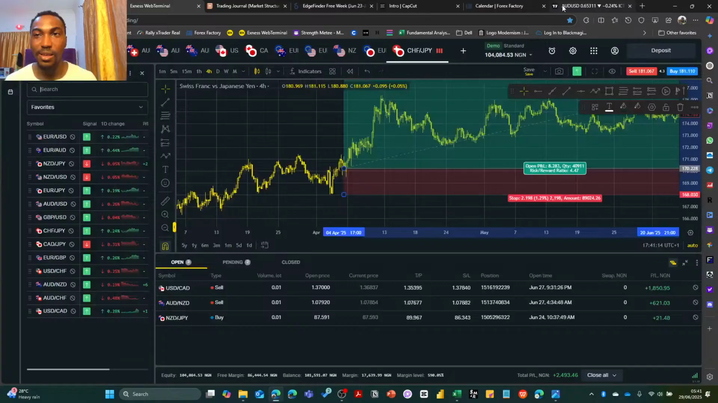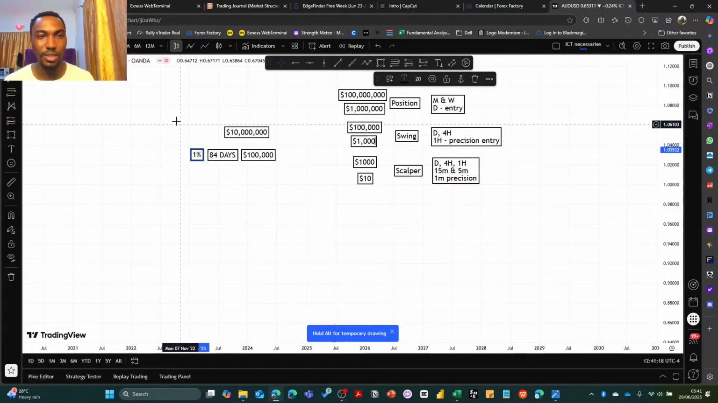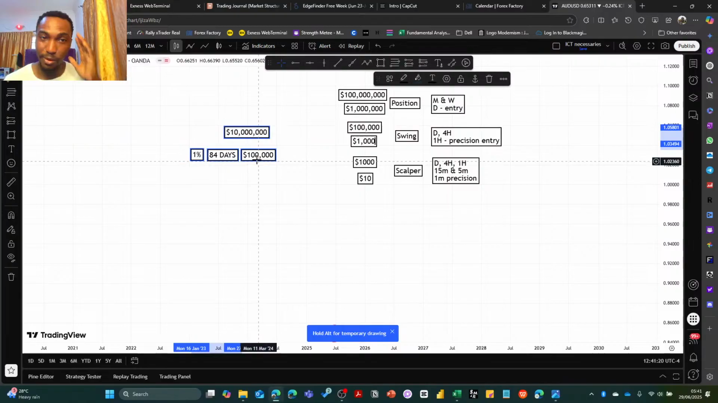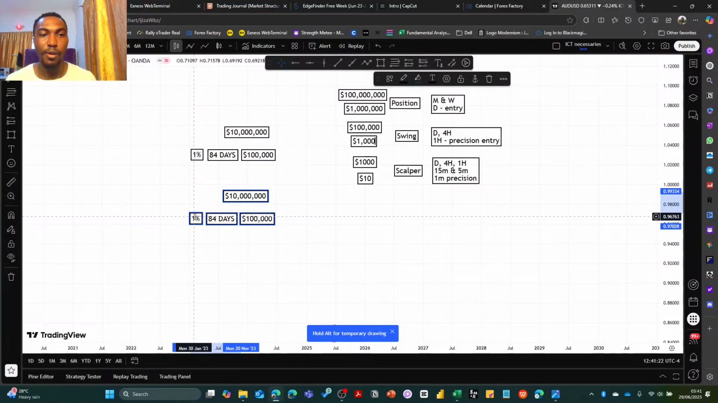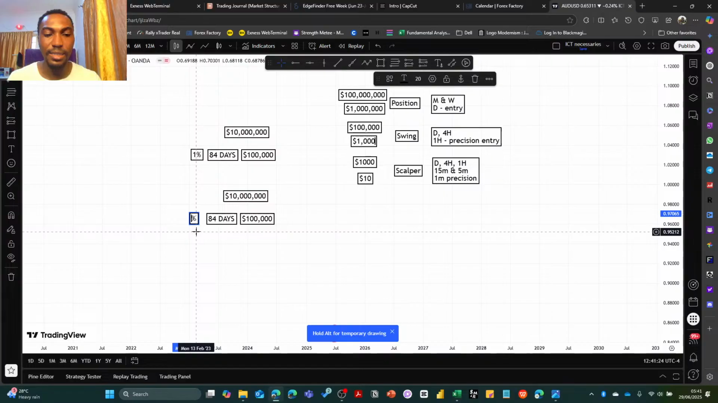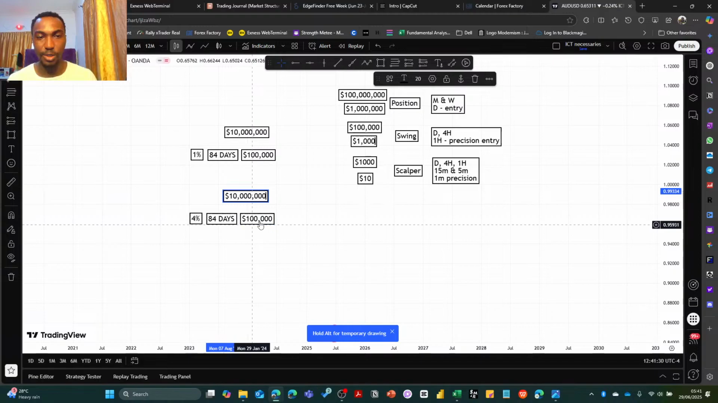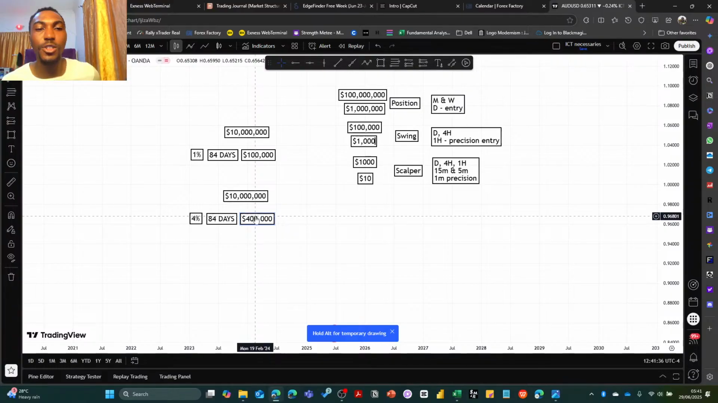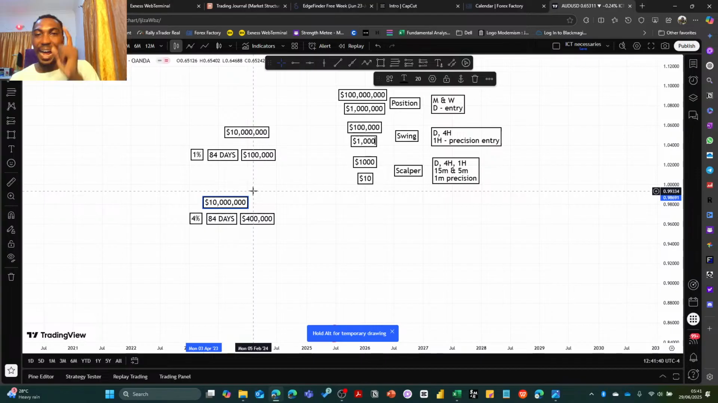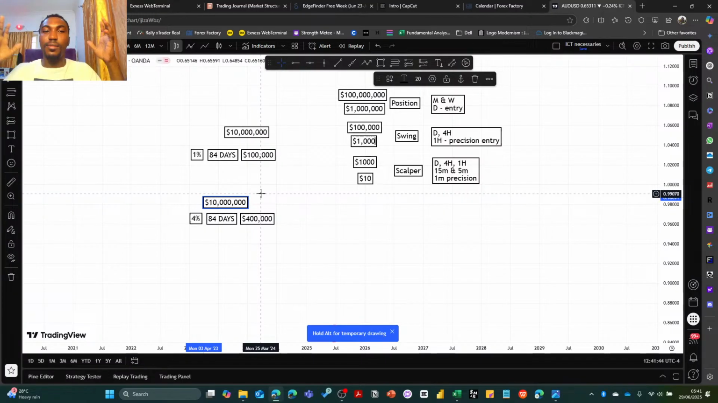You're making 4%, now this is the logic. This is where the logic goes in your head. You're making 4% in that same 84 days if you had this same account as a swing trader, meaning you will end up making what, 400K with the same account as a swing trader in the same time frame. So now you understand the logic of being a position trader. You need a lot of cash, a lot of dough.